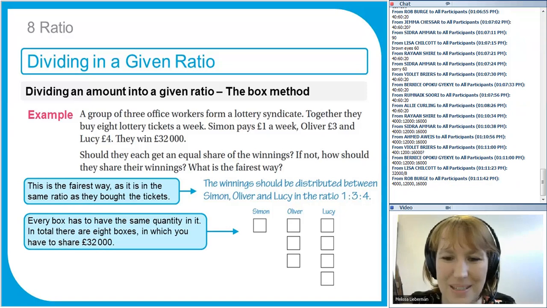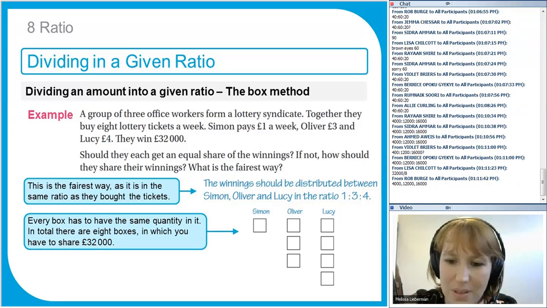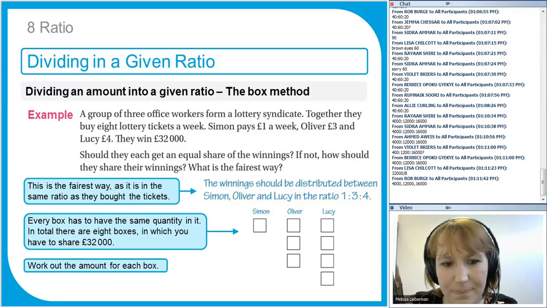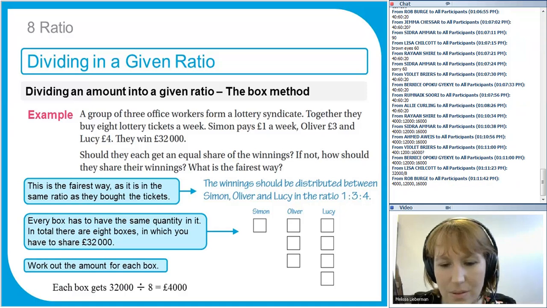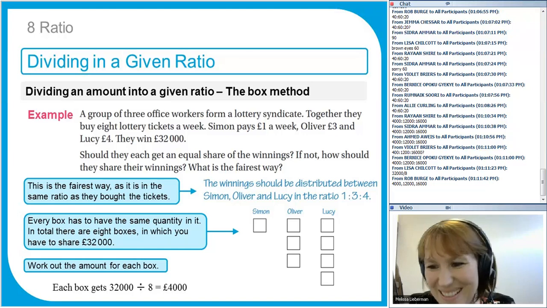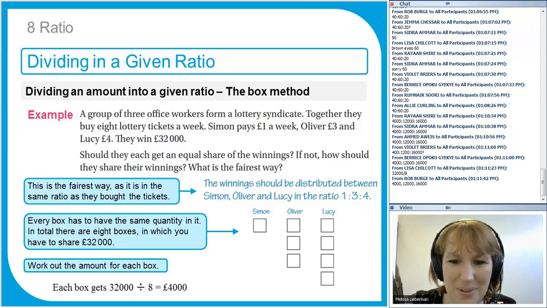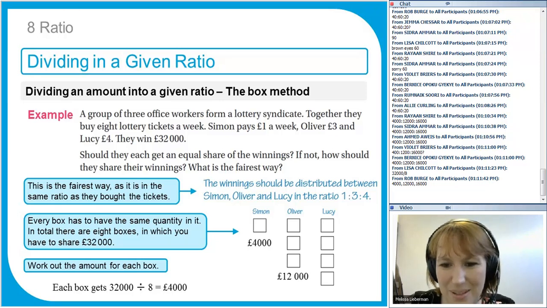So then what we do is we put 4,000 in each of those squares, and then we can work it out. So Simon will get 4,000. Oliver will get 3 lots of 4,000. 3 times 4, 12,000. I just look in the chat box. And Lucy will get 4 times 4,000, so 16,000. So we just put it in there. So Simon 4,000, Oliver 12,000, and Lucy 16,000. So we just imagine 4,000 in each box.